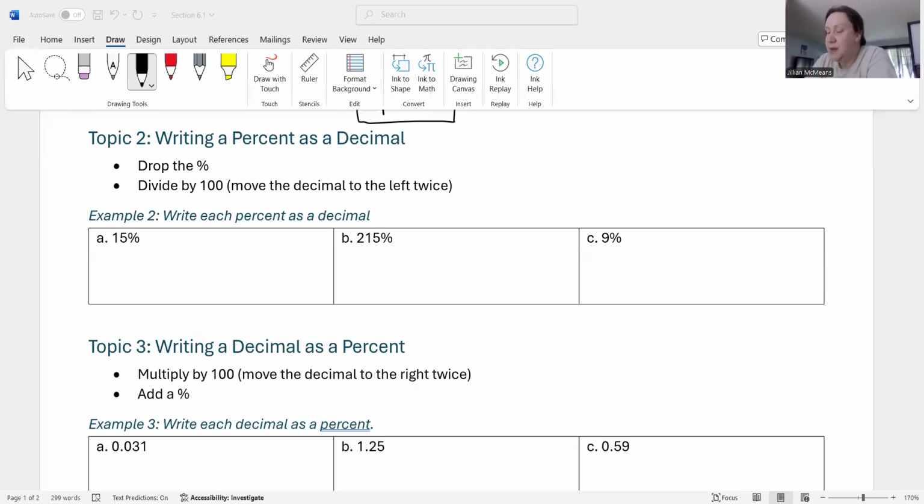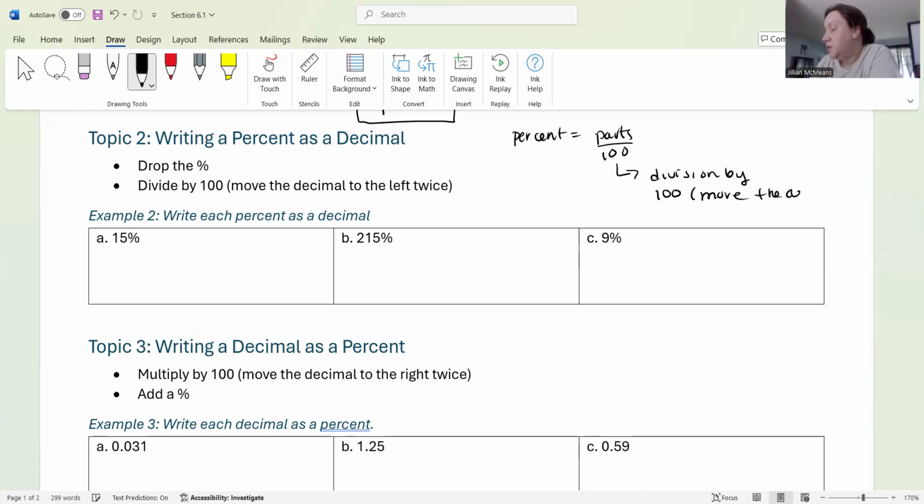Okay, so writing a percent as a decimal. Well, we know that percent equals parts per 100. So essentially, all we have to do is take whatever the percent is, drop the percent symbol, and then just divide by 100. Okay, and we know that when we divide by 100, we need to move the decimal to the left twice. So we learned that when we were talking about multiplying and dividing when we were dealing with decimals.